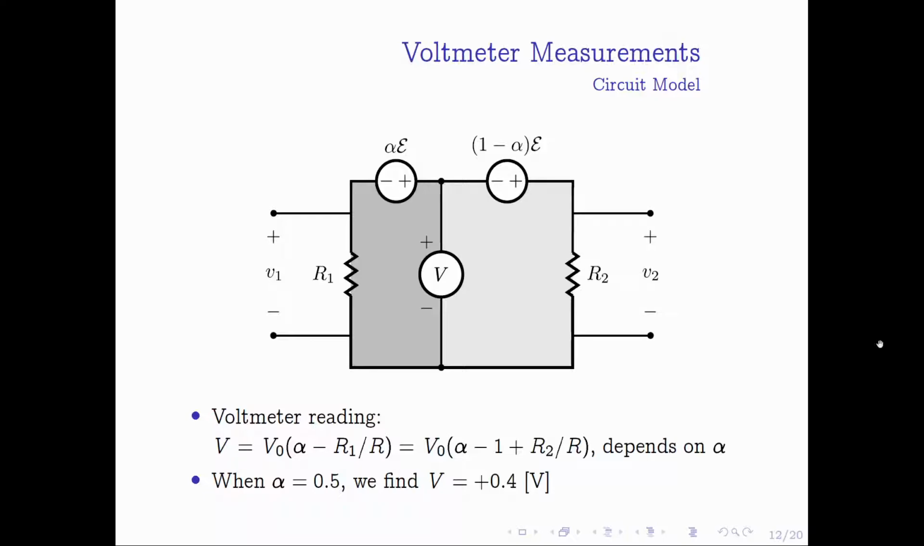If we use the previous numerical example and we take the same values and we set alpha equals 0.5, which is in the middle, we should find that the voltage at time t equals 0 is equal to plus 0.4 volt.